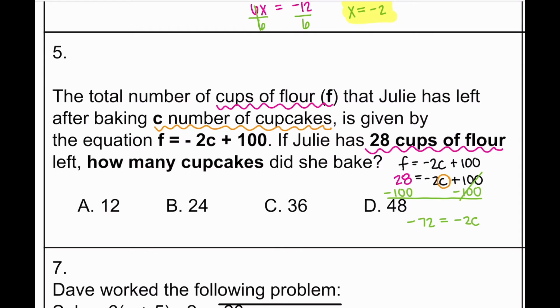Finally, we can split the negative 2 from the C by using the inverse of multiplication, which is division. Negative 2 divided by 2 is 1, and now we just simplify. Negative 72 divided by negative 2 is a positive 36 equals C. So she has 36 cupcakes.